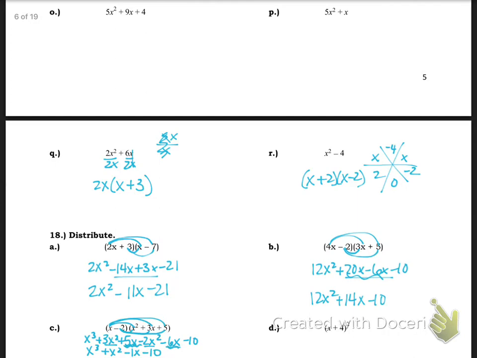Okay, the next one, remember squareds we write out twice. So I'm going to write another x plus 4 here. So x times x is x squared. X times 4 is 4x. 4 times x is 4x. And 4 times 4 is 16. So that gets me x squared plus 8x plus 16.